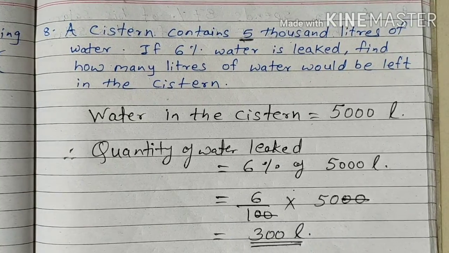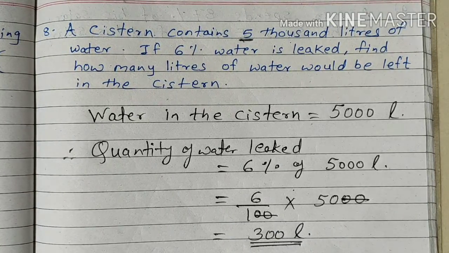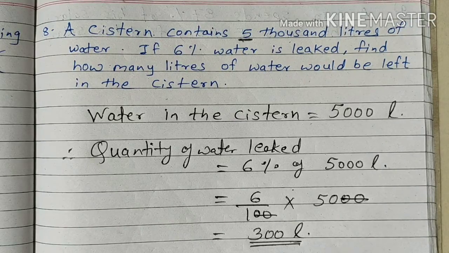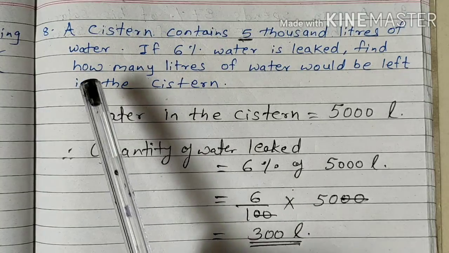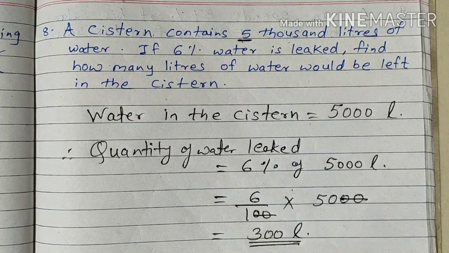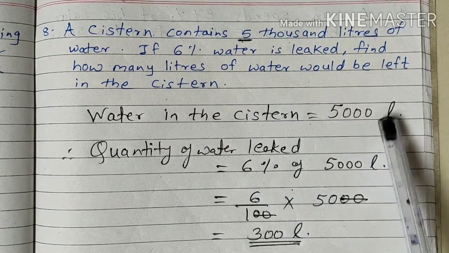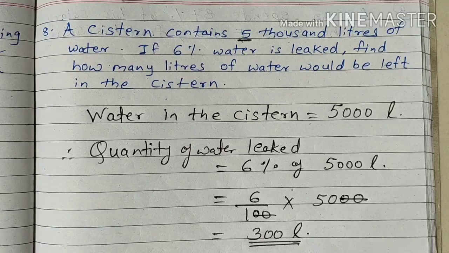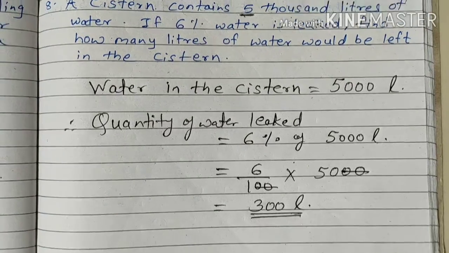Correct? It means from the 5,000 liters, 300 liters of water is leaked. Now what is our question? How many liters of water should be left in the system? Out of this 5,000, 300 liters of water is leaked. Therefore, the quantity of water left.